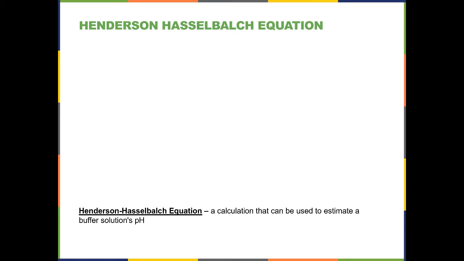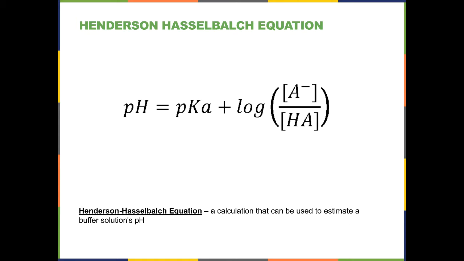The Henderson-Hasselbalch equation can be used to calculate an estimate of a buffer's pH. The Henderson-Hasselbalch equation looks like this: the pH is the pKa of the situation plus the log of the concentration of the conjugate base over the concentration of the weak acid. So you can use this equation instead of just putting the numbers in, as we did in the previous slides, to make an estimate of the pH of a buffer.